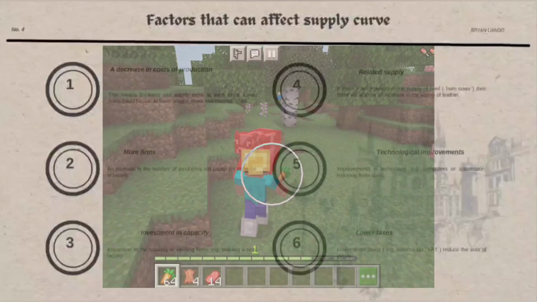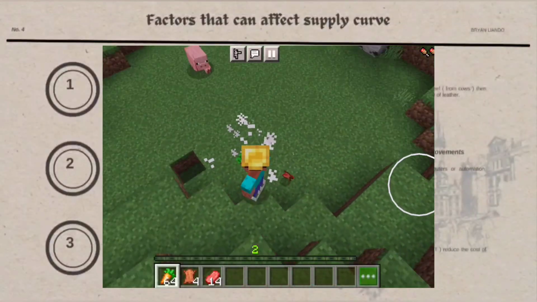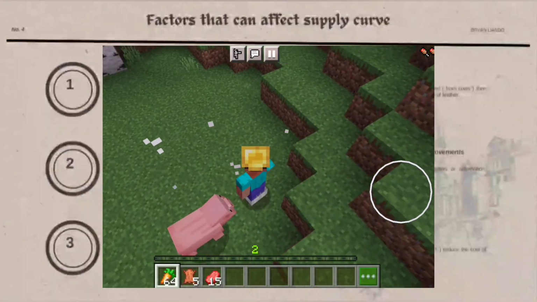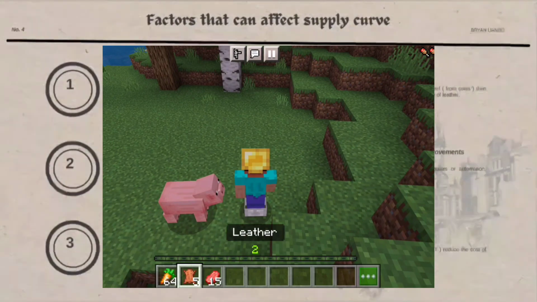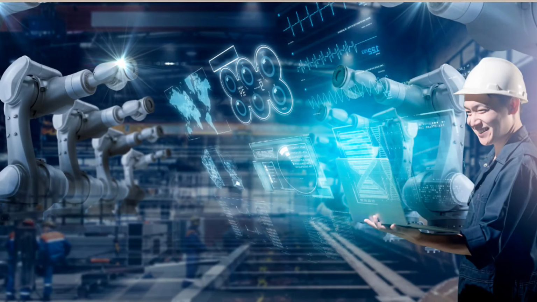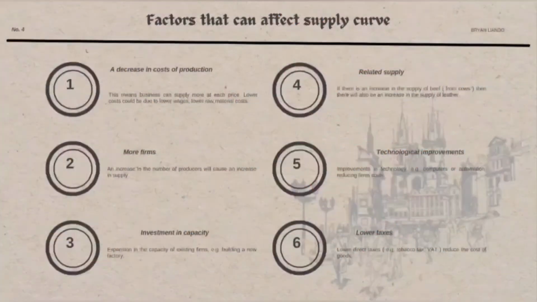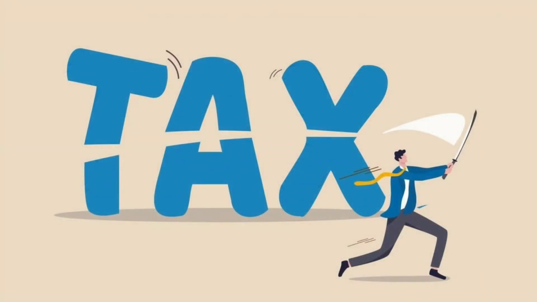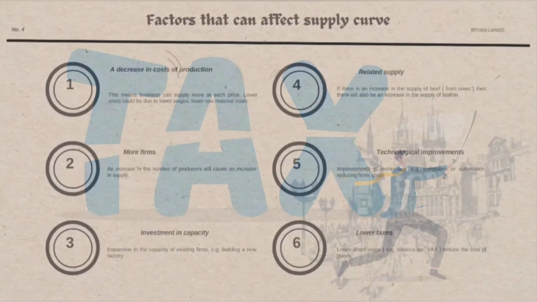And then fourth, there is related supply. If there is an increase in the supply of beef, as an example, then there will also be an increase in the supply of leather. The fifth, there are technological improvements, like automation reducing firms' costs. And then there are lower taxes by the government that can reduce the cost of the goods.